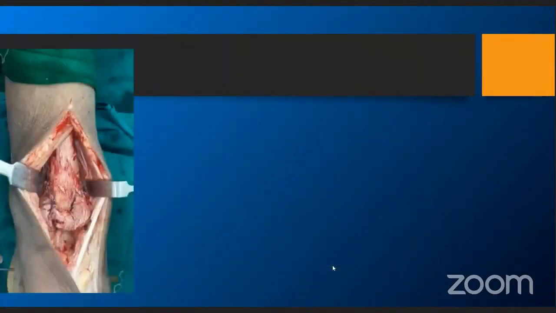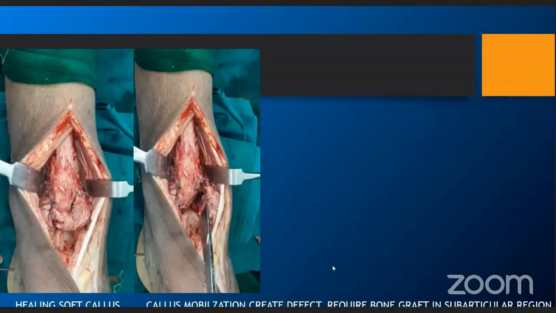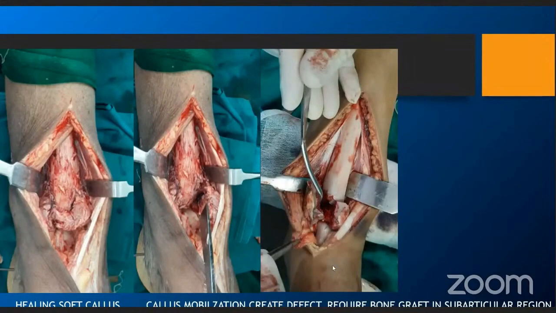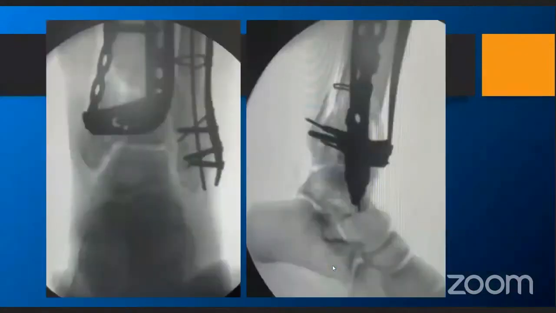After that, I went through the extended anteromedial approach, which is a kind of direct anterior approach, but extended 110 degrees towards medially. So these are the healing soft tissue callus which we have seen. Obviously, this was the expected thing because she was 2 months old, neglected. So callus mobilization has created a defect, and this defect was plated with one medial plate and an anterolateral buttress plate.